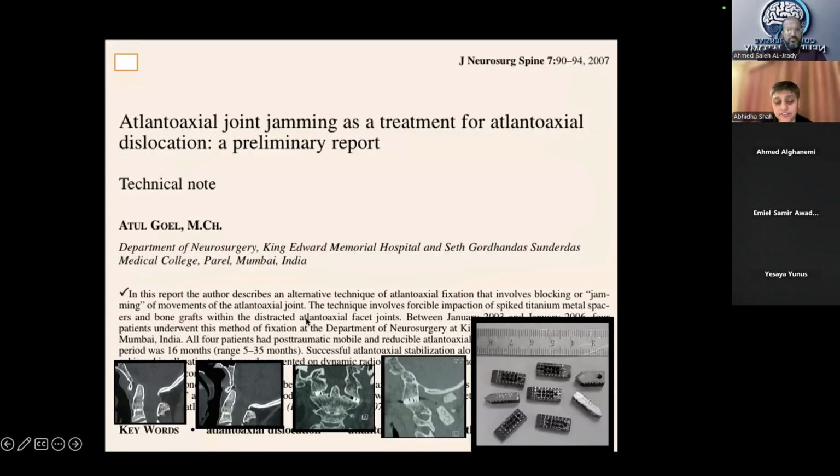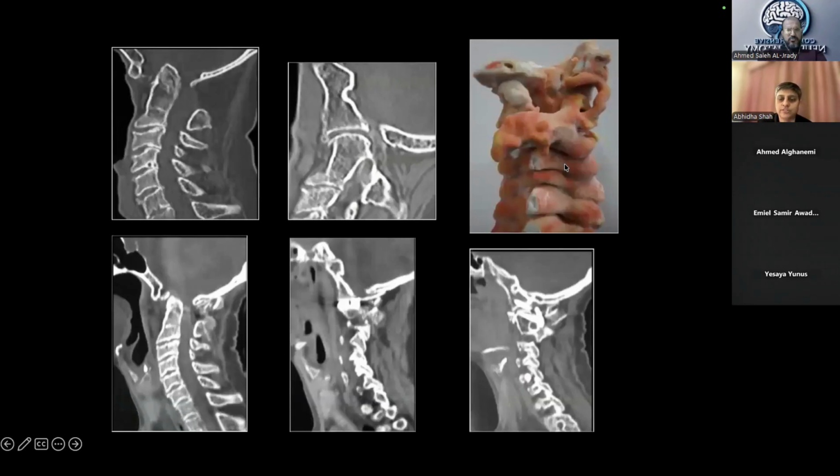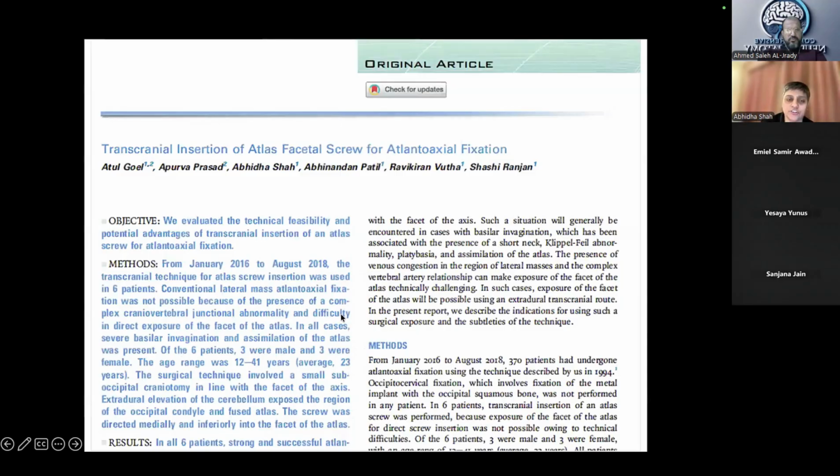This is again another technique that is described by Professor Goel. This is joint jamming. We don't use this technique anymore because we are able to do a C1, C2 fixation in the majority of our patients. But sometimes you can just use a standalone spacer in the C1, C2 joint, and it fits snugly, and it also provides stability. So in this case, where you see the vertebral artery was in the way on this side, on one side we did a C1, C2 fixation. On the other side, we just inserted a spacer in the C1, C2 joint region, and that is also a very good stable construct. So that is joint jamming.